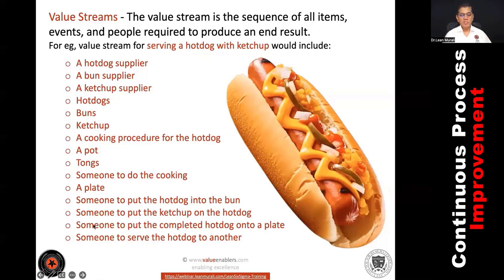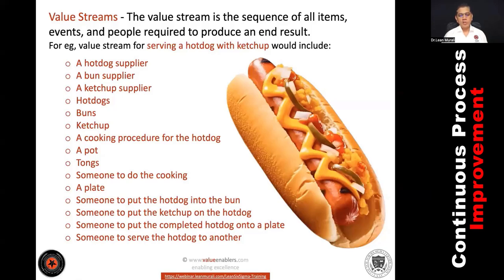So 4 people are there. One to put the hot dog in the bun, ketchup on the hot dog, completed hot dog on the plate, and then serve the customer. If this is clear, type SC, super clear, in the chat box.